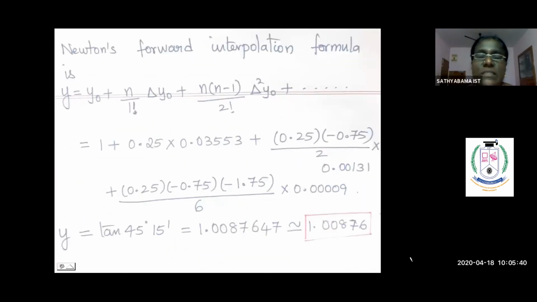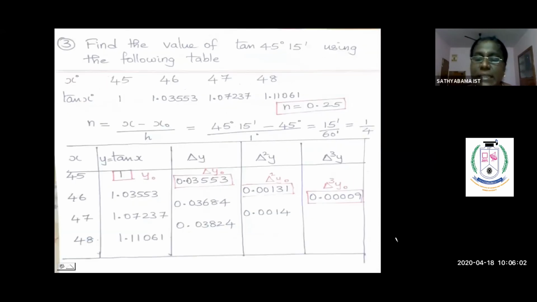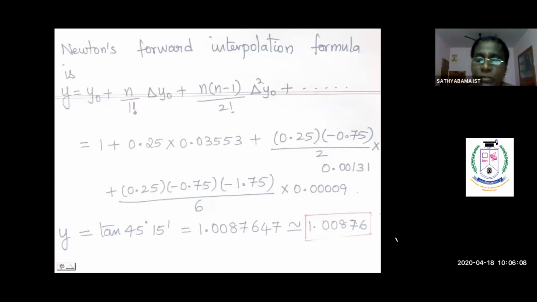So I'm writing Newton's forward interpolation formula and replacing the n value into del y naught, n into n minus 1 by 2 into del square y naught, n into n minus 1 into n minus 2 by 3 factorial, which is 6, into del cube y naught, etc. It goes on. And here in our table, you can see the last entry is del cube y naught. So your formula ends with del cube and there is no plus etc. And hence, after simplifying each and every term, you can see the value of y is approximated according to the problem. What is the problem you see?